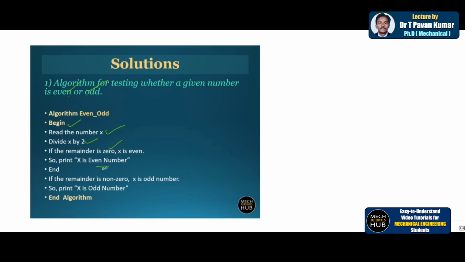So this is going to be printed. End the program. If the remainder is non-zero, then we need to execute this one now. If this case is true, then this needs to be executed. If this case is false, then this needs to be executed. Means if the remainder is not zero, x is an odd number. So print x is odd.